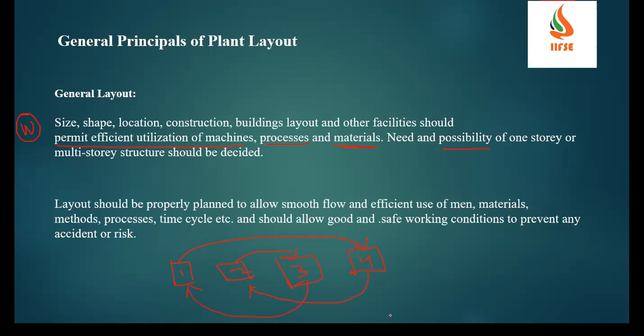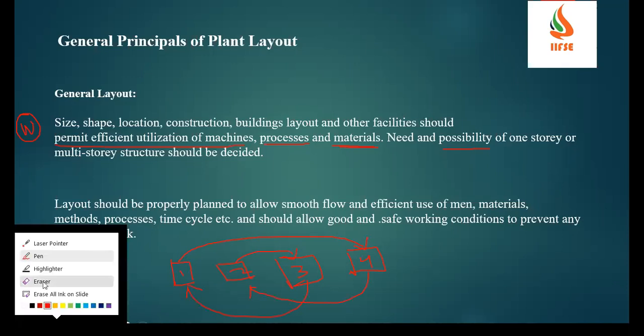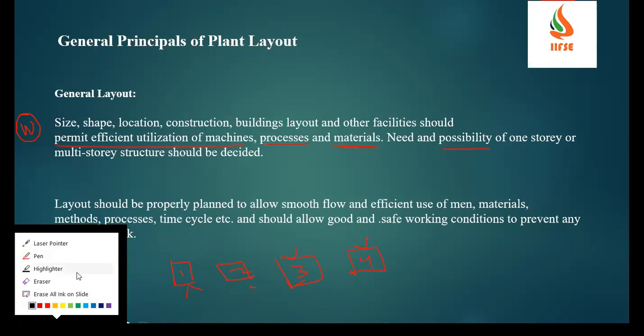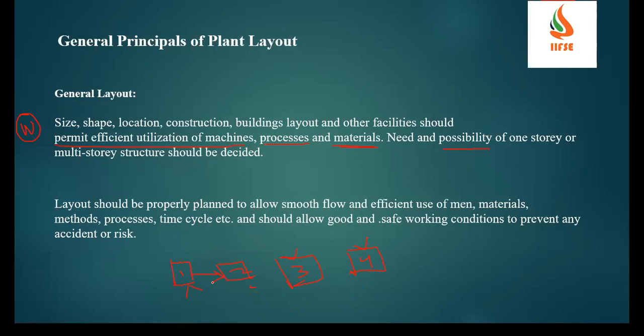So in the other way, what I do instead of this is make an even flow of the process. So here, with even flow, what will happen? Once a process is completed in bay 1 or block 1, then it will go to block 2, then block 3, then block 4, and then it will go out. It will go for dispatch. So this is the even flow. So the layout should be properly planned for the smooth operation of man, machine, material, process, everything.